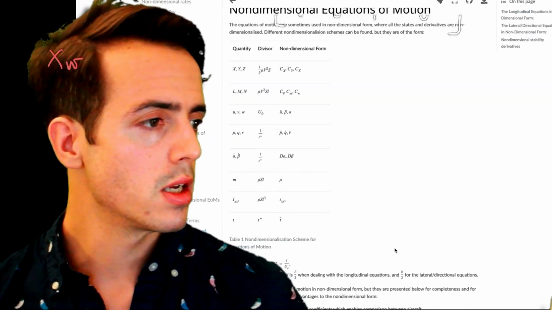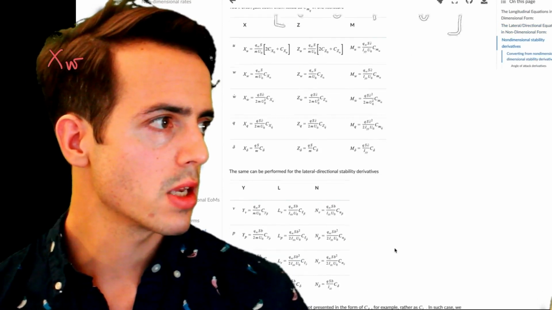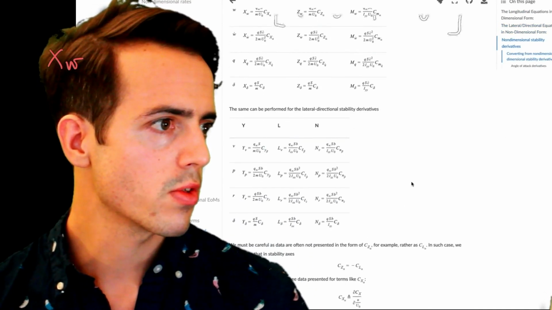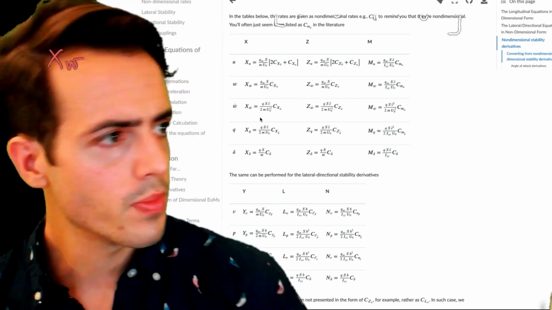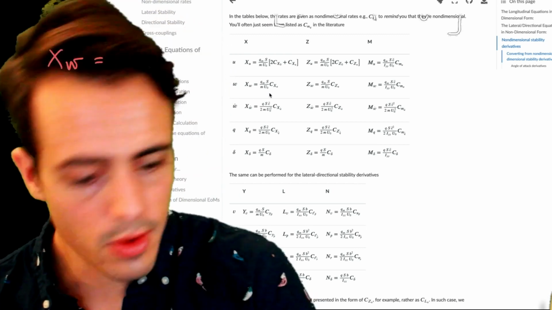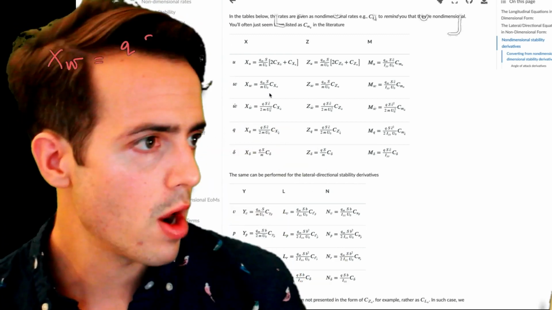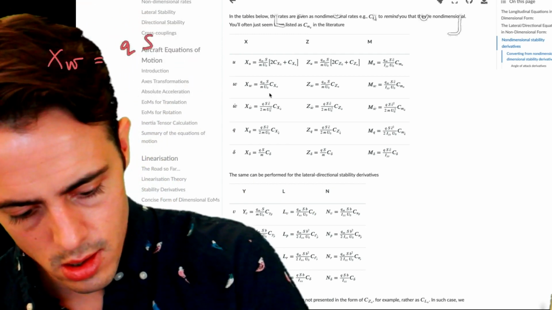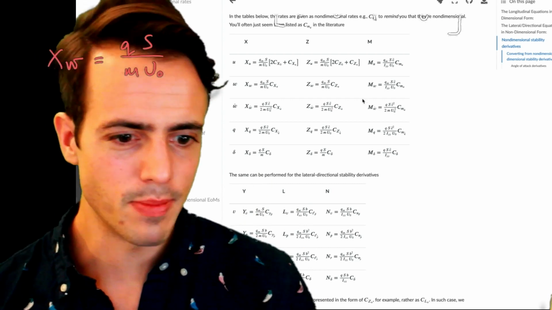And then we'll look down at the conversion between non-dimensional and dimensional stability derivatives. So I've got XW. XW here is defined as Q, I'm not going to write the infinity, so dynamic pressure, wing area, on mu naught. I wish I'd written that number down.